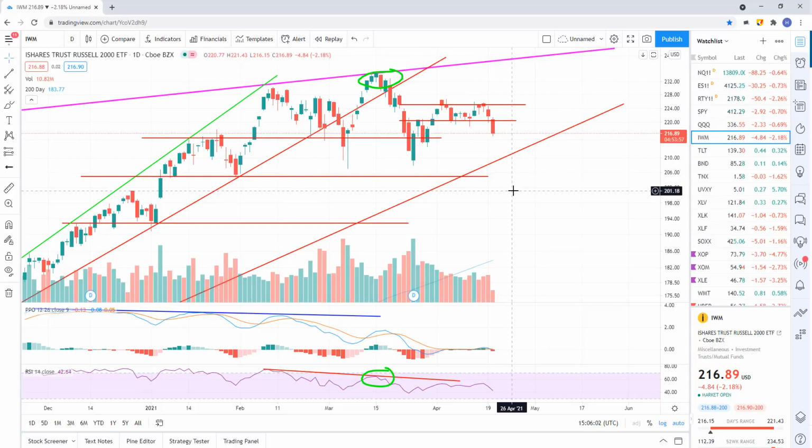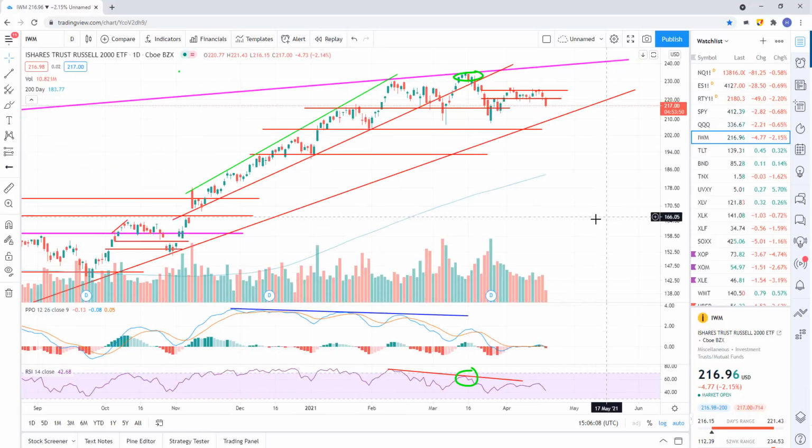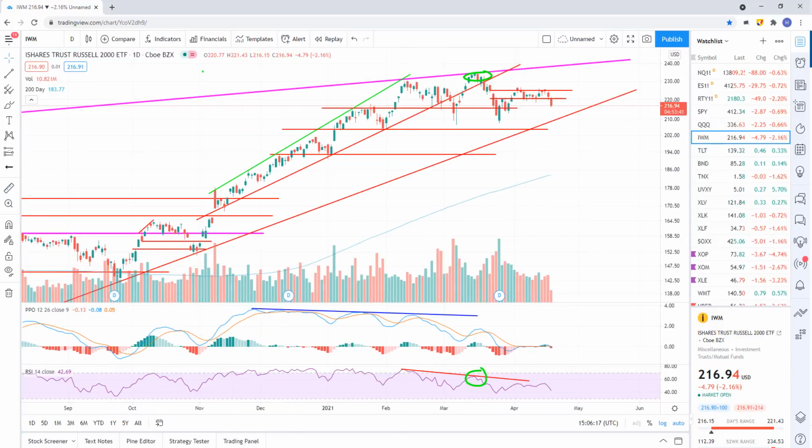A break of that trend line, and we're likely going to put in a much more sustainable downtrend. So again, that's the trend line to watch. The move down from where we're at now down to that trend line, it's about a 3% or so drop. So we'll watch for that one.